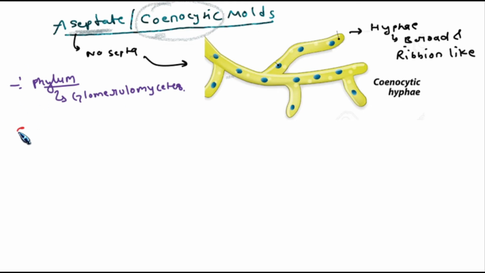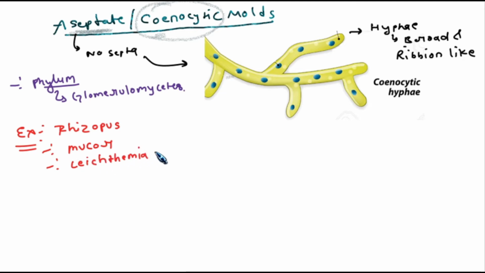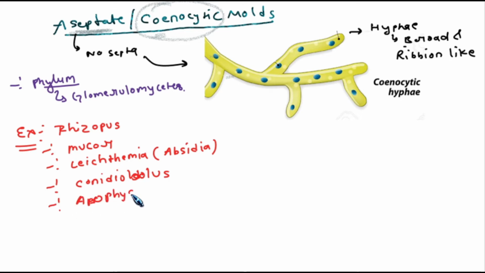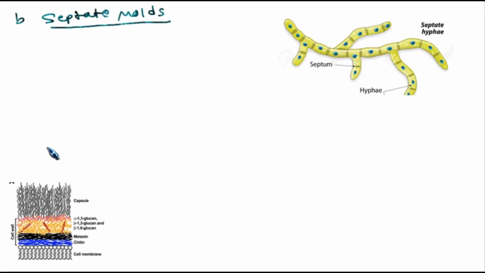Now let us see the examples of aseptate hyphae: Rhizopus, Mucor, Lichtheimia, also known as Absidia. The next one is Conidiobolus, and the last one is Apophysomyces.